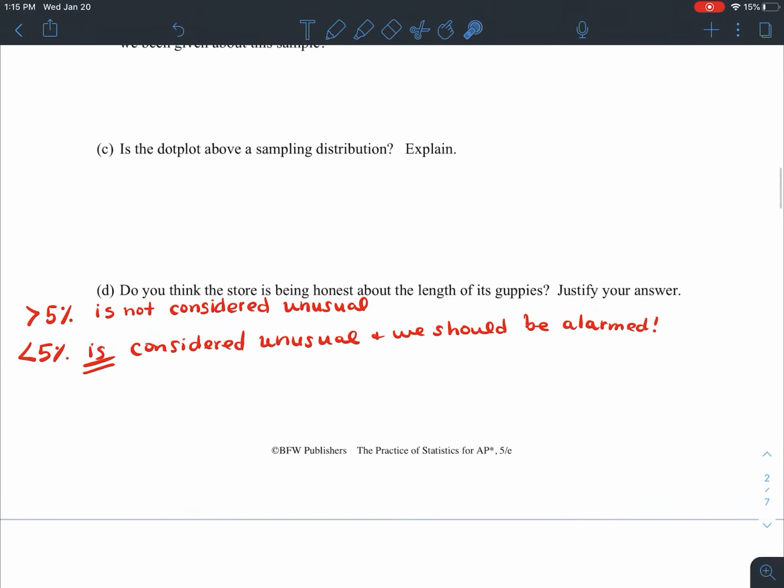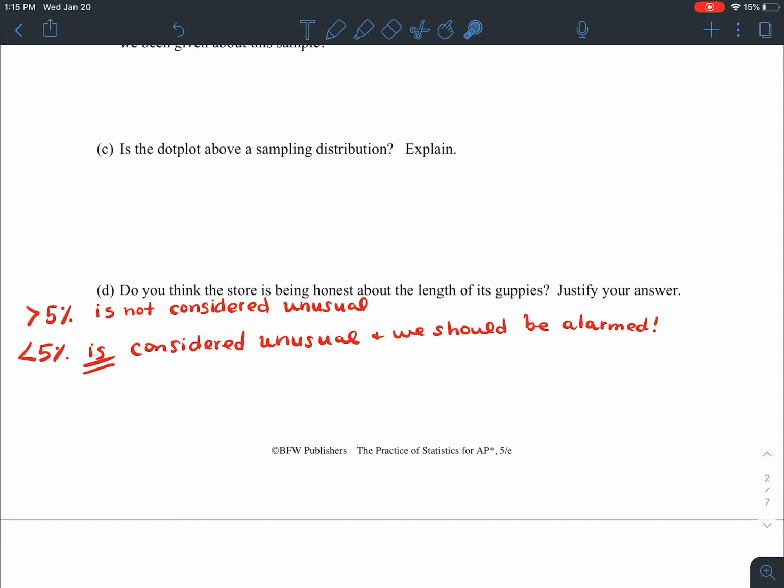And to part D, D is saying, do you think that the store is being honest about the length of its guppies? Remember, their claim is that it's 5 centimeters. And so when it asks you to justify your answer and you have dot plots like this, we want to go all the way back to the beginning of the year when we said 5% is what they kind of use in statistics as your benchmark.